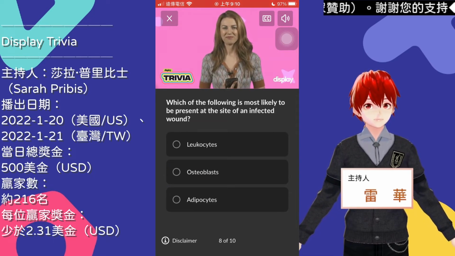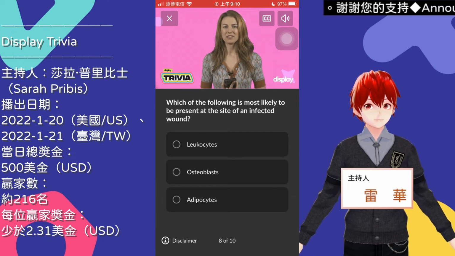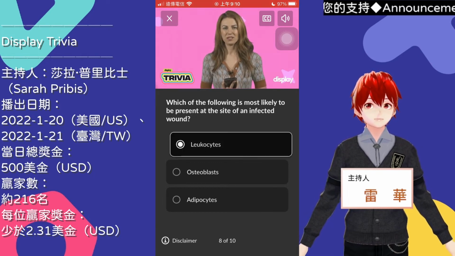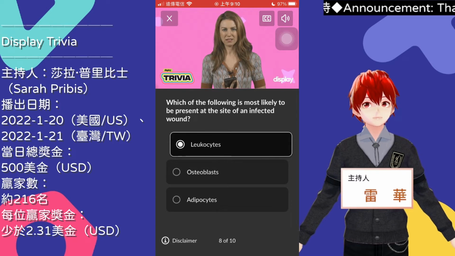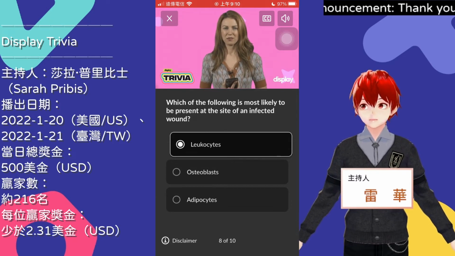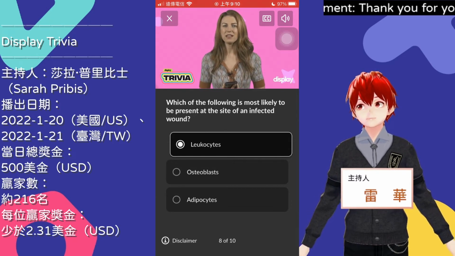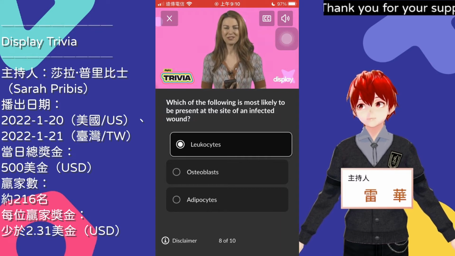Question 8. Which of the following is most likely to be present at the site of an infected wound? Leukocytes, osteoblasts, adipocyte.